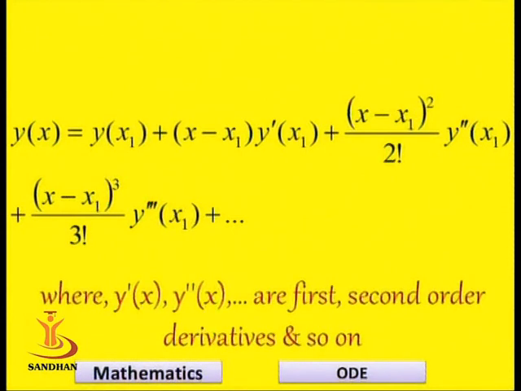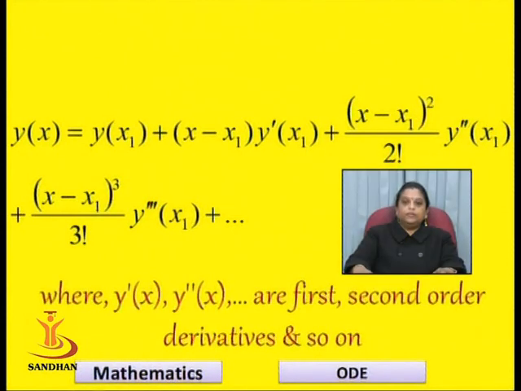of y at x1, plus (x minus x1) square upon 2 factorial into second order derivative of y at x1, plus (x minus x1) cube upon 3 factorial into third order derivative of y at x1, and so forth. Here y dash x, y double dash x, etc. are the first, second order derivatives and so on.